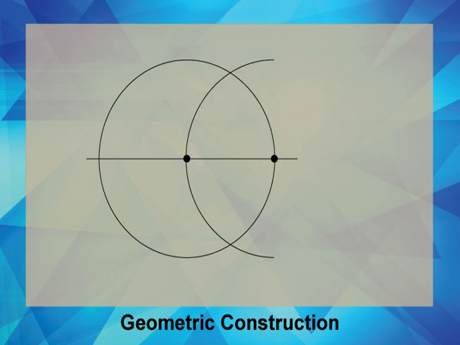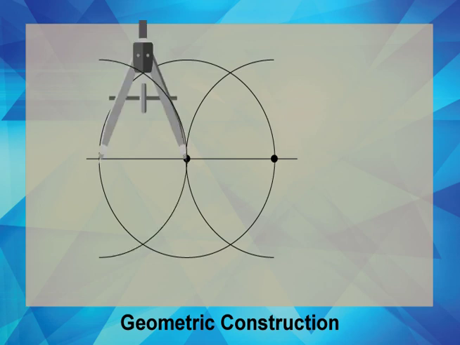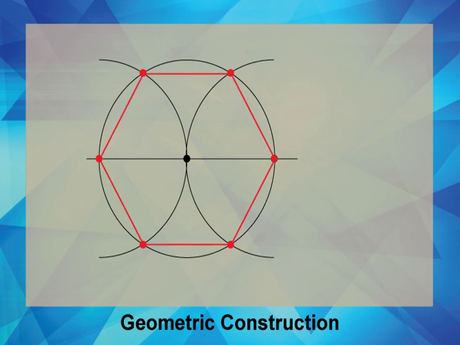Your construction should look like this. Repeat the same arc construction on the other side of the circle. Try to get your construction to look like this. You will be constructing a hexagon from the 6 highlighted points. Construct the hexagon. This is a regular hexagon.